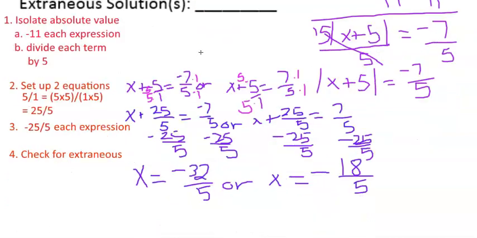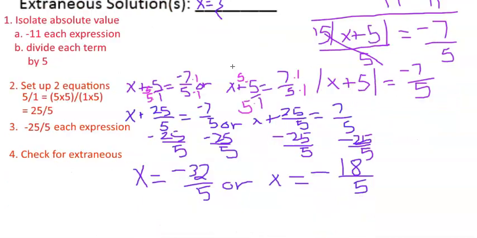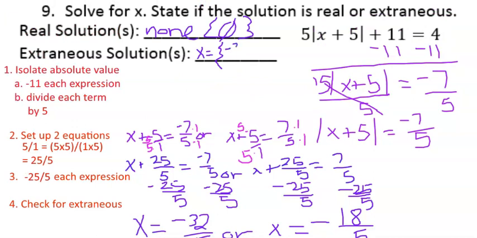And our extraneous solutions are x equals negative 32 over 5 and negative 18 over 5. Now if it just asks for solutions and not real or extraneous, assume that they're only wanting real solutions.